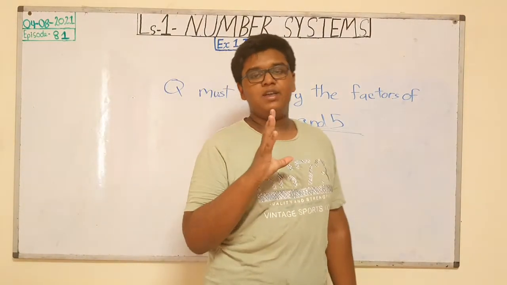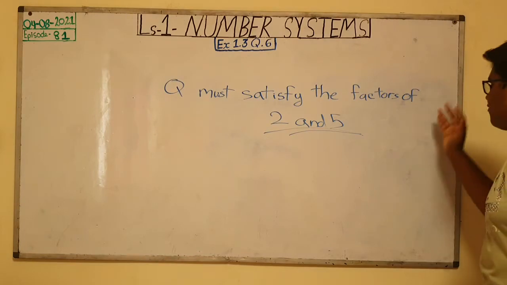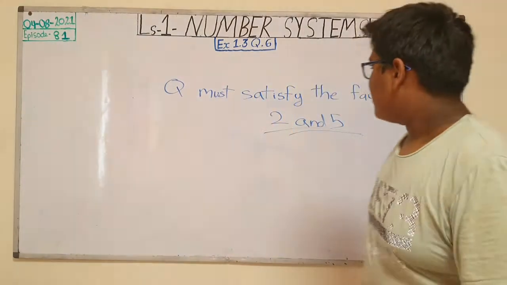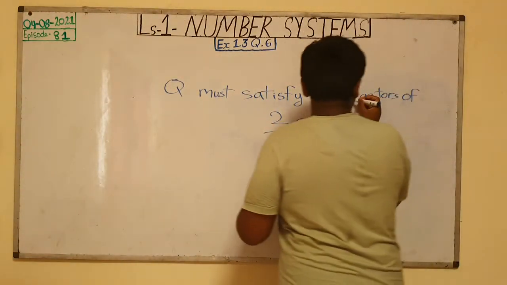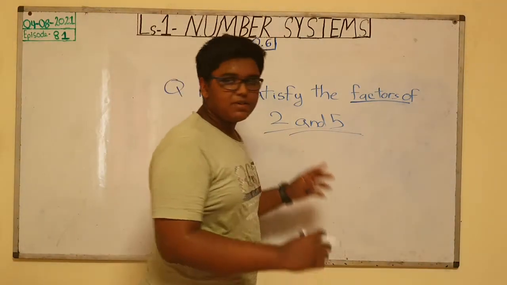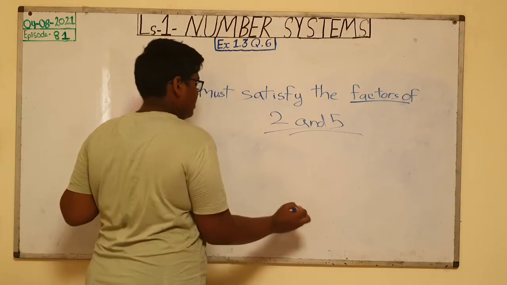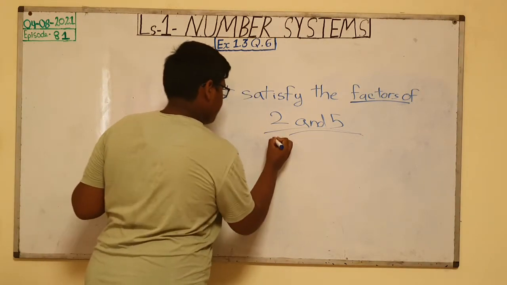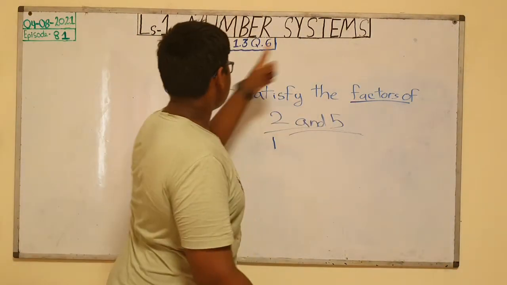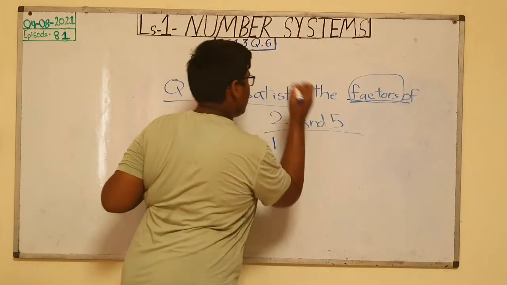property q must satisfy? Okay, now the answer is: q must satisfy the factors of 2 and 5. Did you understand? So q must satisfy the factors of 2 and 5, because 2 and 5 are prime numbers, right? And so it will have only one common factor, that is 1. So that will be the factor that only q will satisfy.